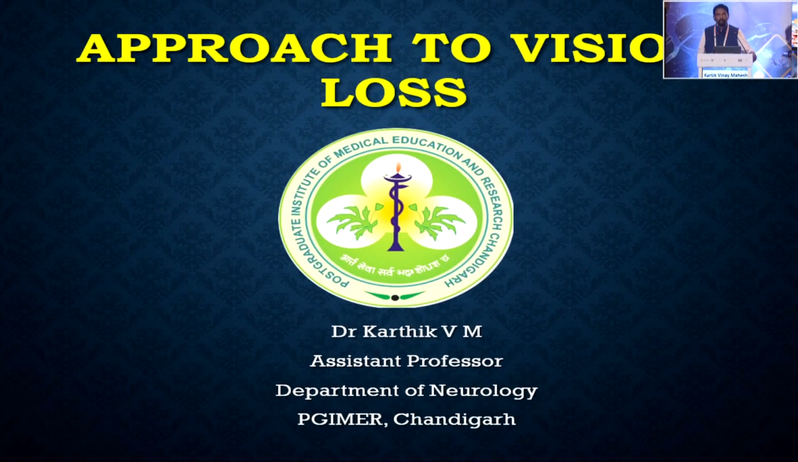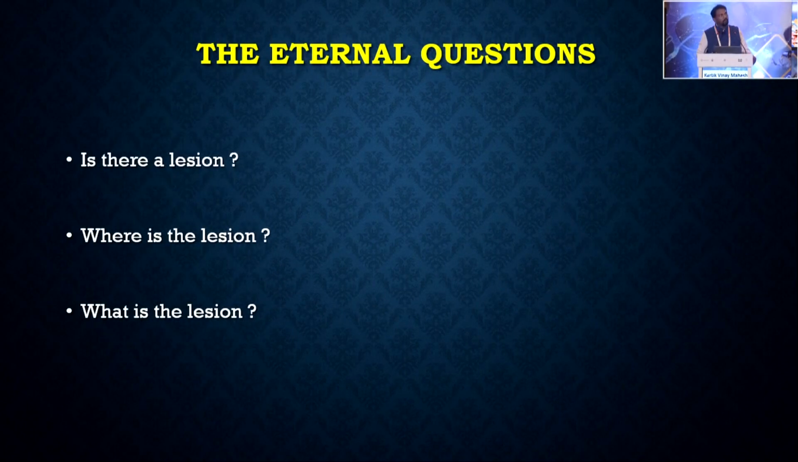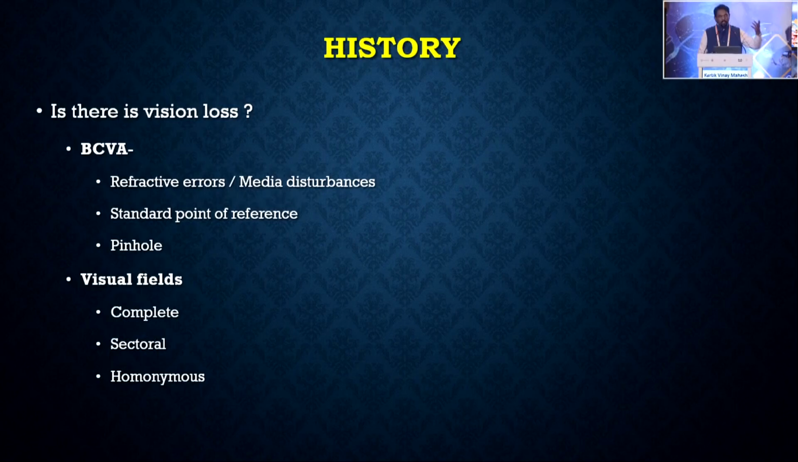So my topic is approach to vision loss. So the eternal questions in neurology: is there a lesion? If so, where is the lesion? What is the lesion? So when we come to the history of vision loss, the first and foremost thing is you have to say whether there is an actual vision loss or not.